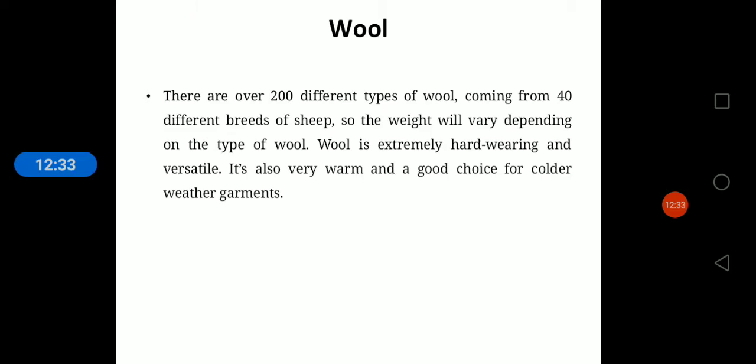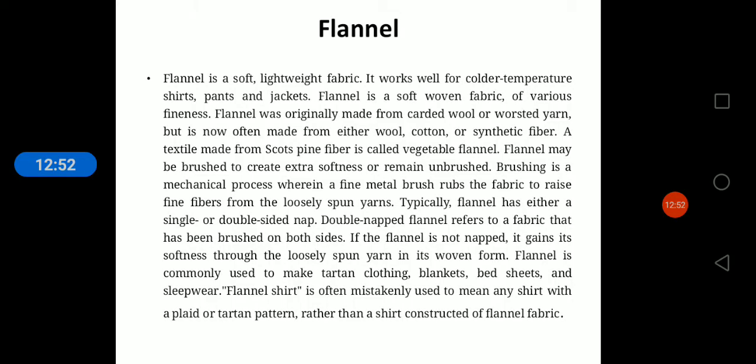Next, wool fabric. There are over 200 different types of wool coming from 40 different breeds of sheep, so the weight will vary depending on the type of wool. Wool is extremely hard wearing and versatile. It's also very warm and a good choice for colder weather garments. Flannel. Flannel is a soft, lightweight fabric. It works well for colder temperatures, shirts, pants, and jackets.